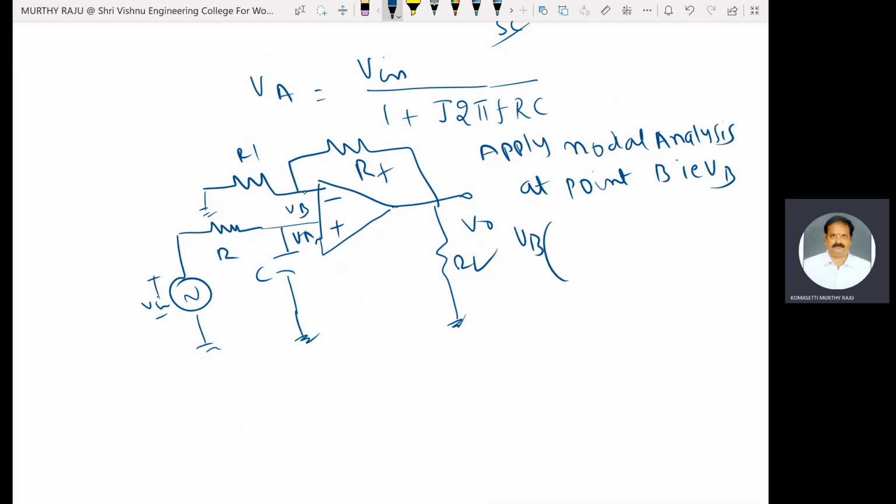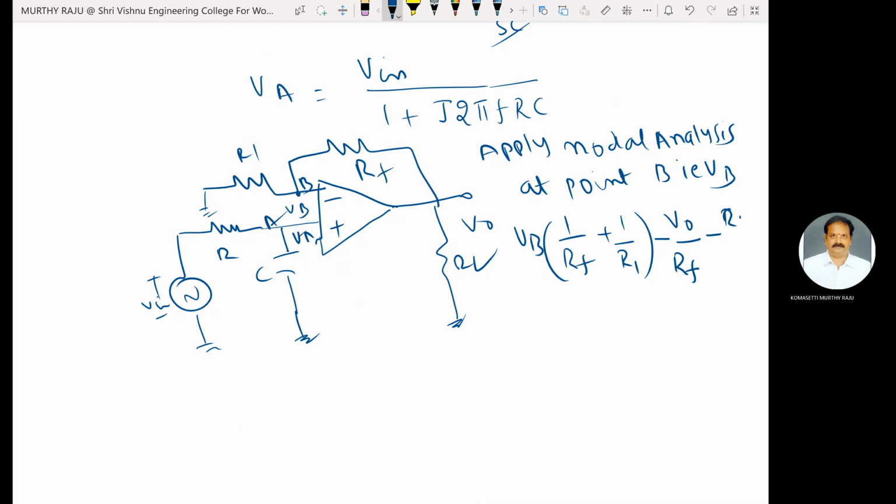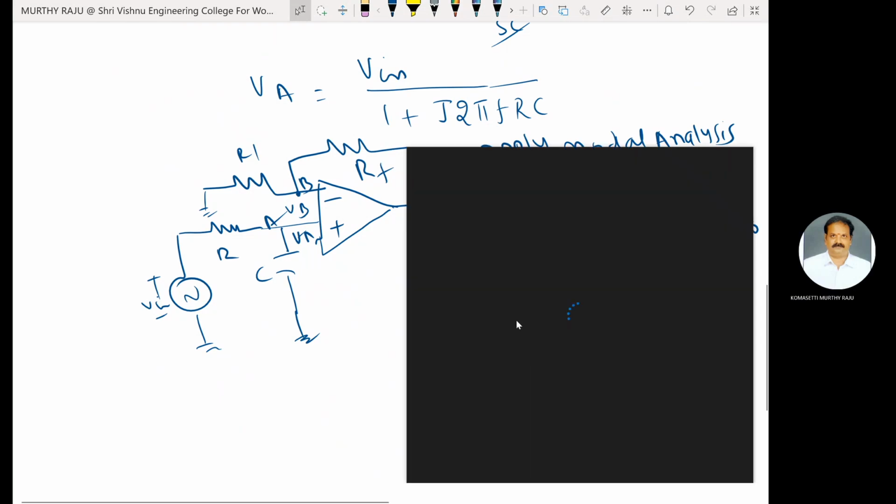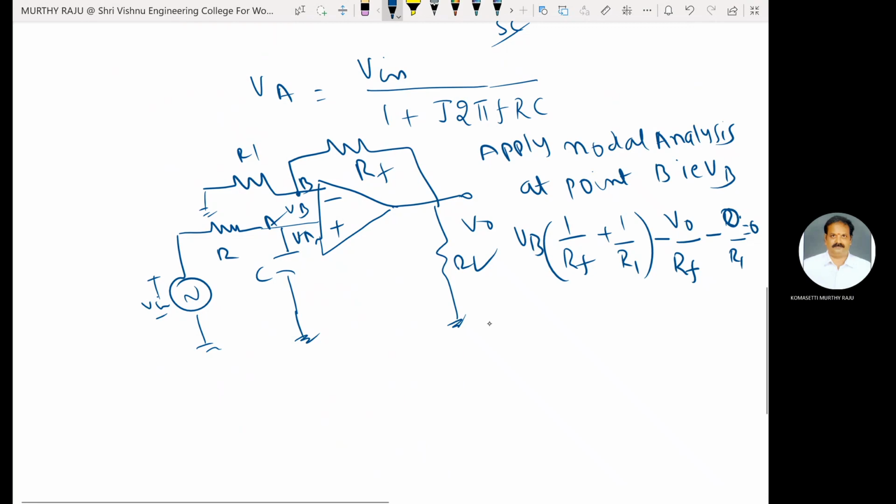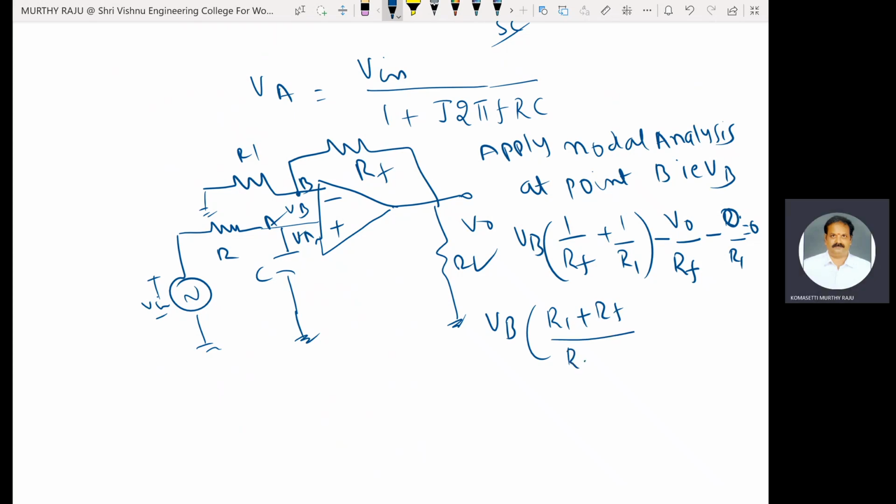That node voltage VB into some admittances are connected to that node B. This one is A, this one is B. These admittances are 1 by RF plus 1 by R1, minus V0 by RF, minus 0 by R1, is equal to 0. Therefore, VB into R1 plus RF by R1 RF is equal to V0 by RF.